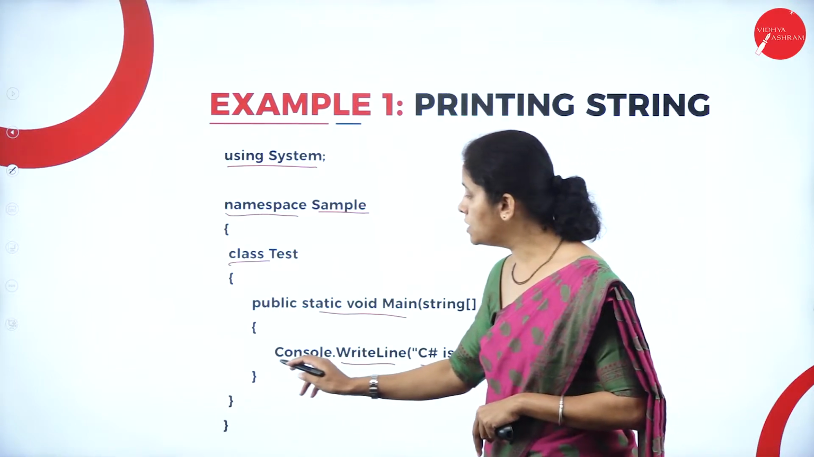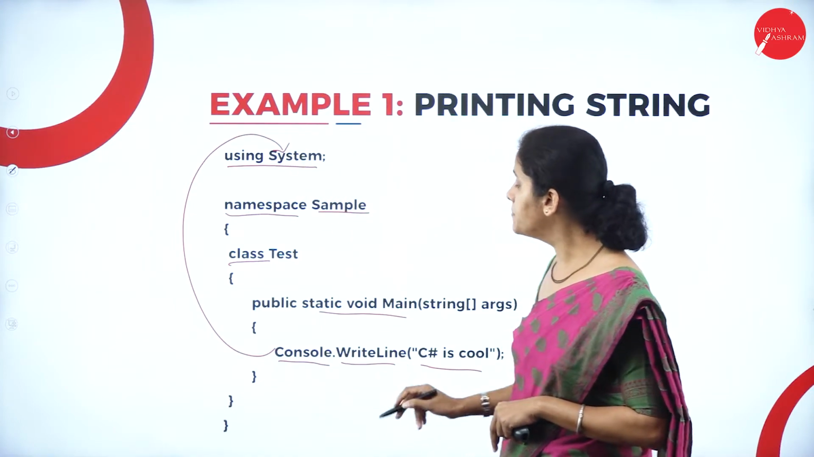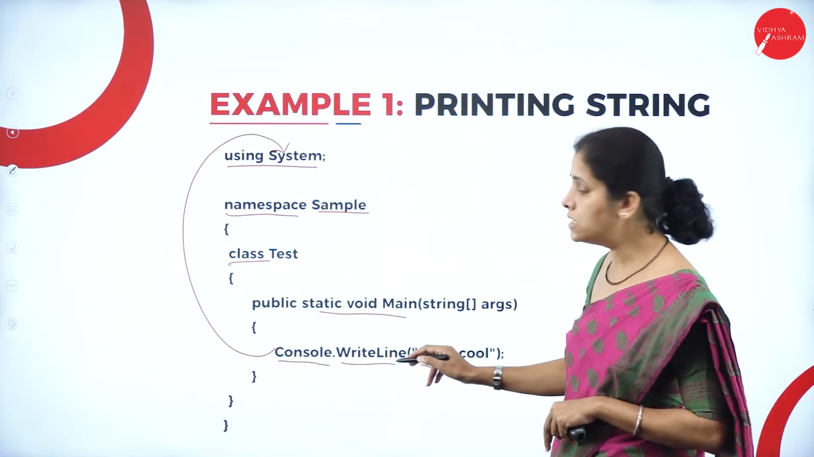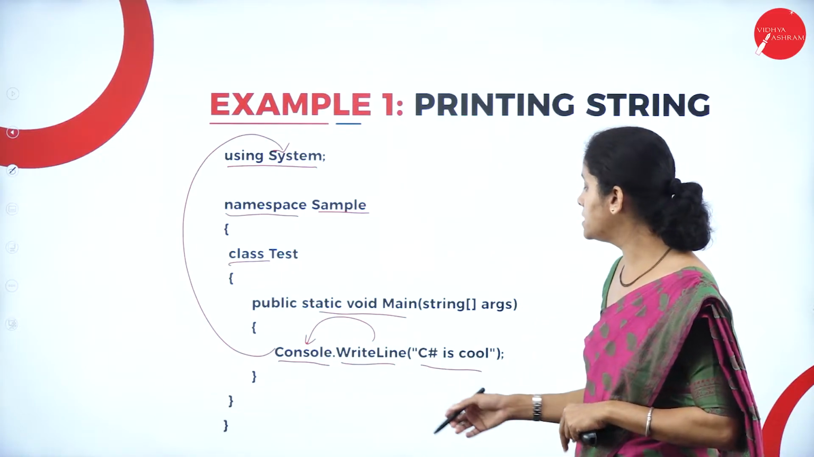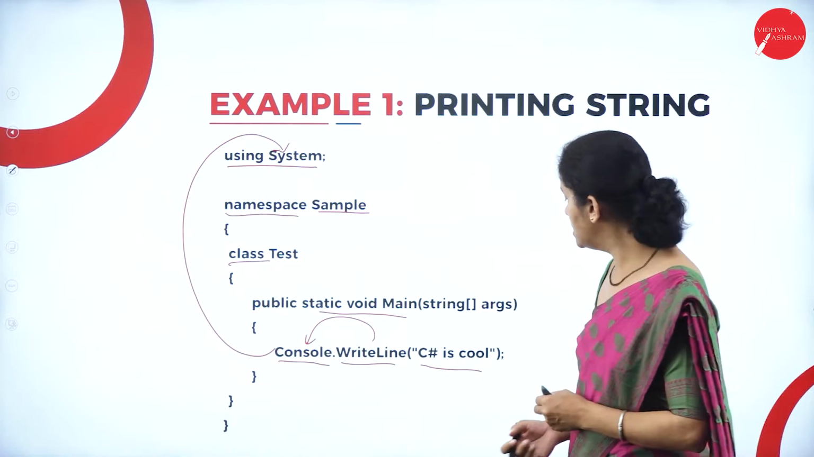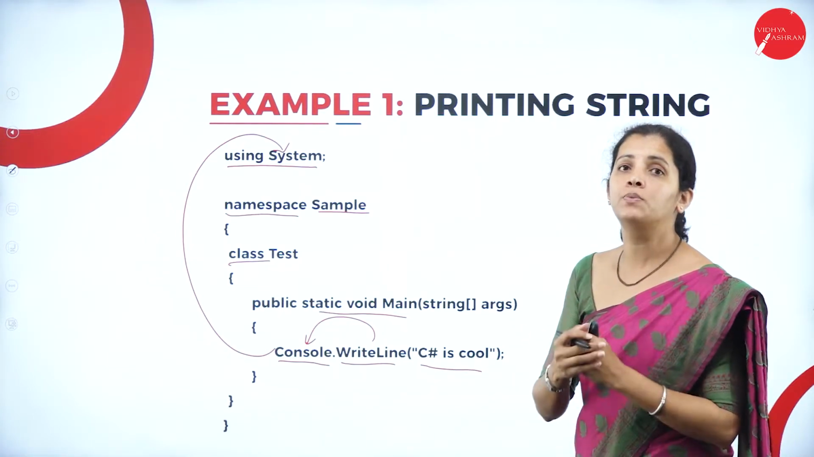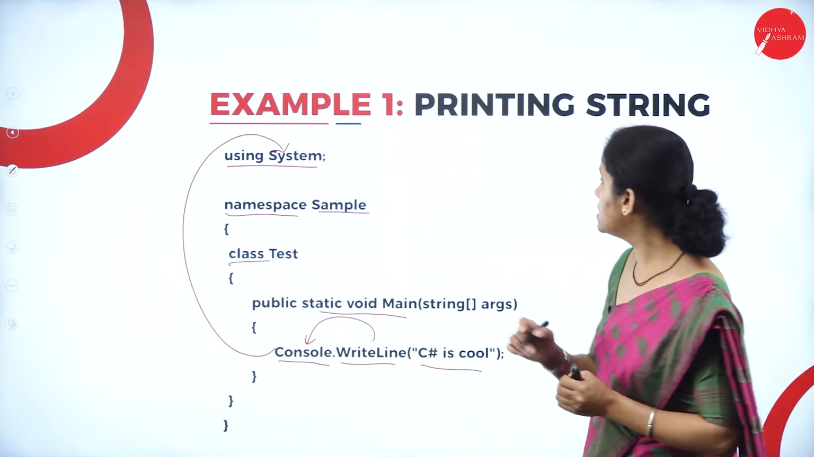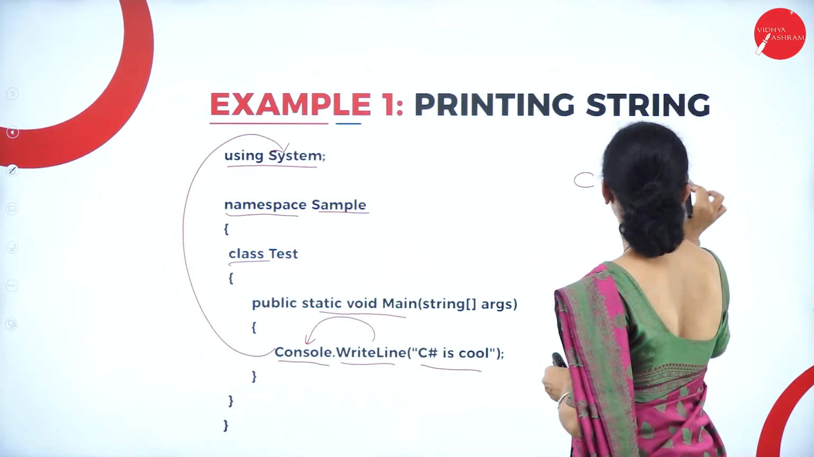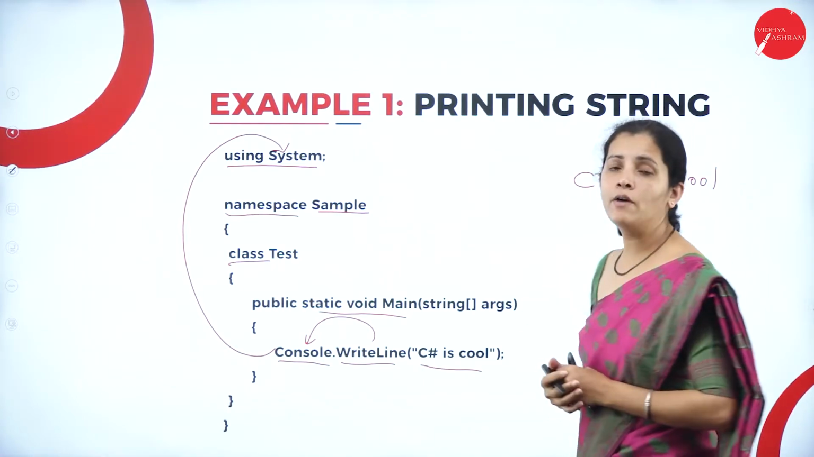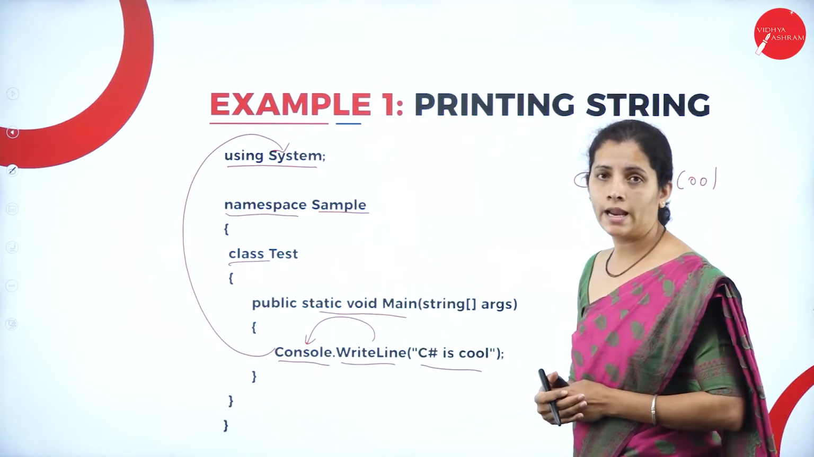So here Console is nothing but a class which is present under this System, and WriteLine is a method which is present in this Console class, and I'm going to display the message that C# is cool. That means C# programming is the coolest programming language. What is the output? C# is cool. Okay, fine. Now you got what is WriteLine and how I'm going to use WriteLine.